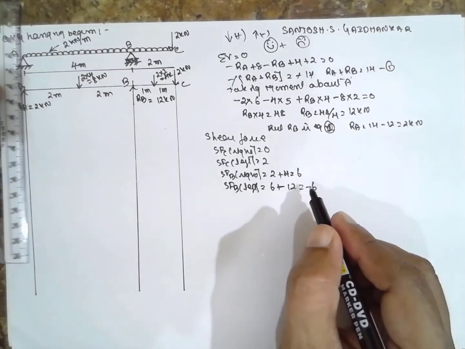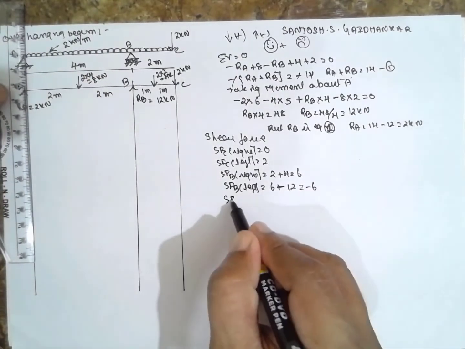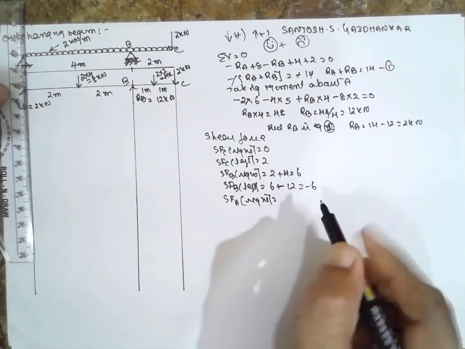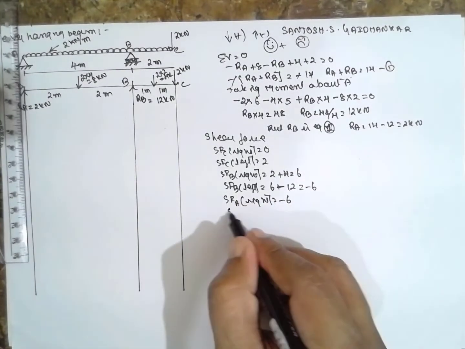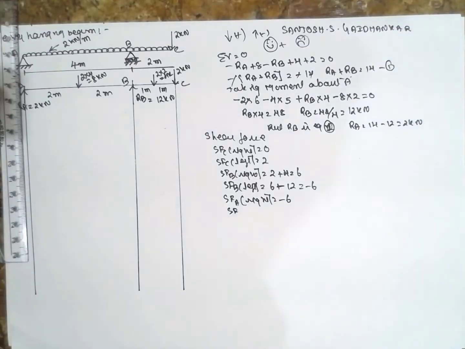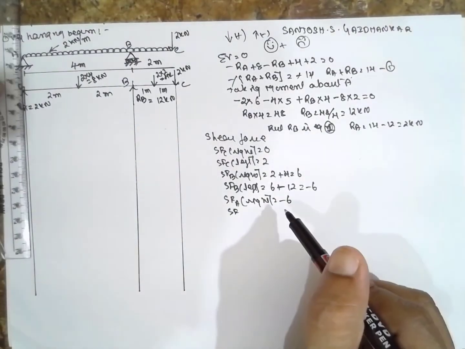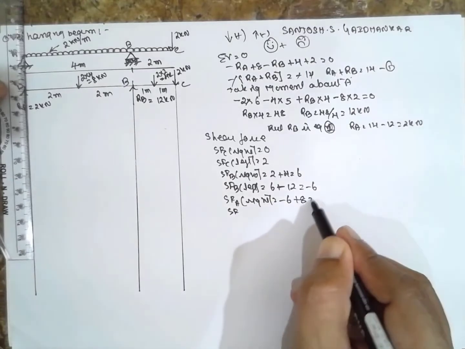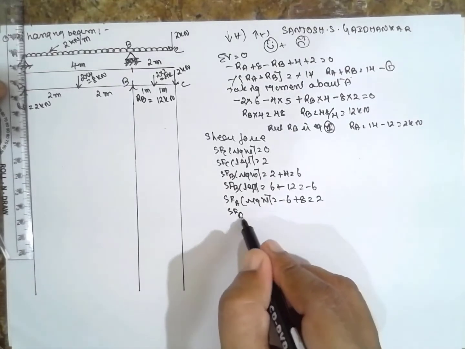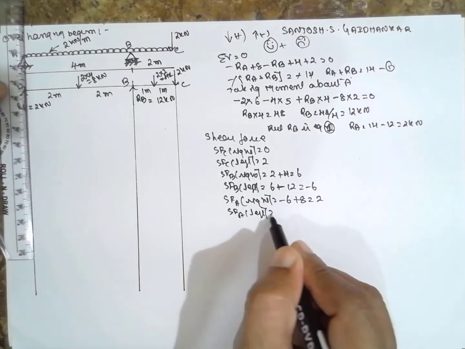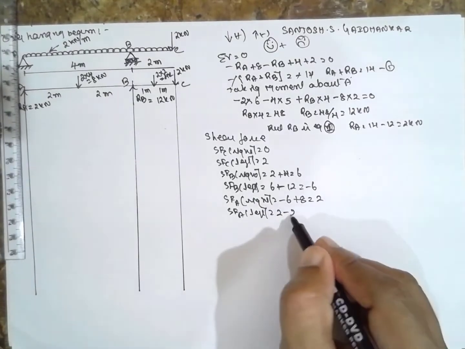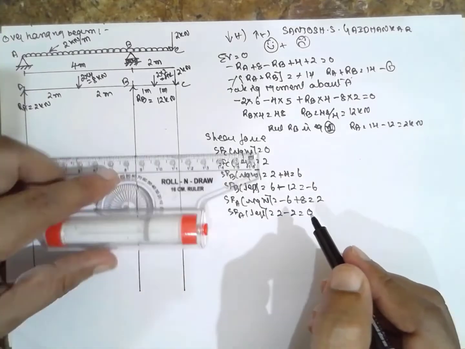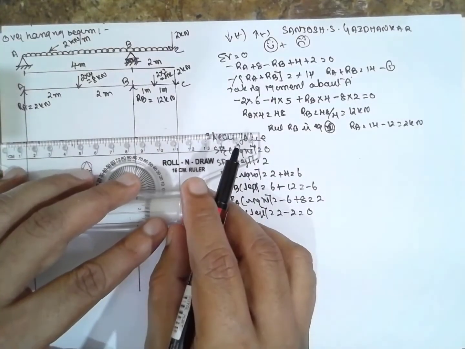Now SF at A on right side, minus 6. SF at A, minus 6 plus 8, it will be 2. SF on left, 2, and below it will be minus 2. 2 minus 2, it will be 0. Now draw the diagram, the shear force diagram.